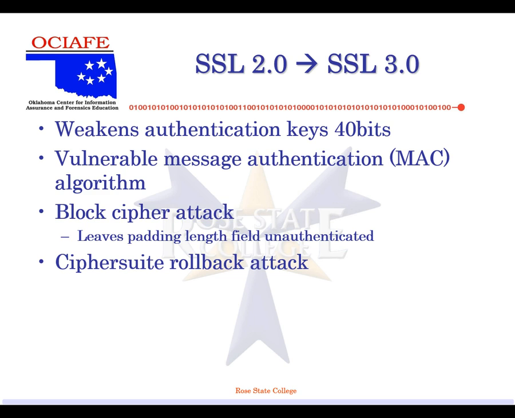So, all right, SSL 2 to 3. It says SSL 2 weakens the authentication key, which has 40 bits. Vulnerability: the message authenticator has a different algorithm built into it. It uses a block cipher attack. It says it leaves the padding length field unauthenticated.